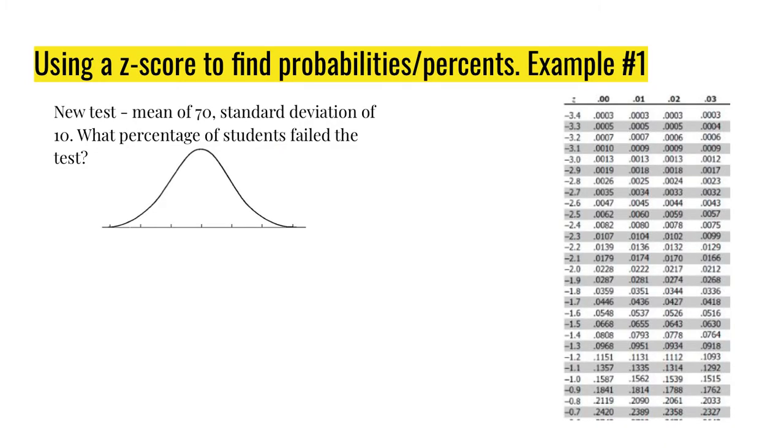Alrighty guys, so let's look at how we can use this table. Here's a problem we've already done. This isn't actually a new test. Mean of 70, standard deviation of 10, 80, 90, 100, 60, 50, 40, and we want to know what percentage of students failed the test. That is all of the students off to the left. We've already done this problem earlier, but I want to show you how to connect this to the table.